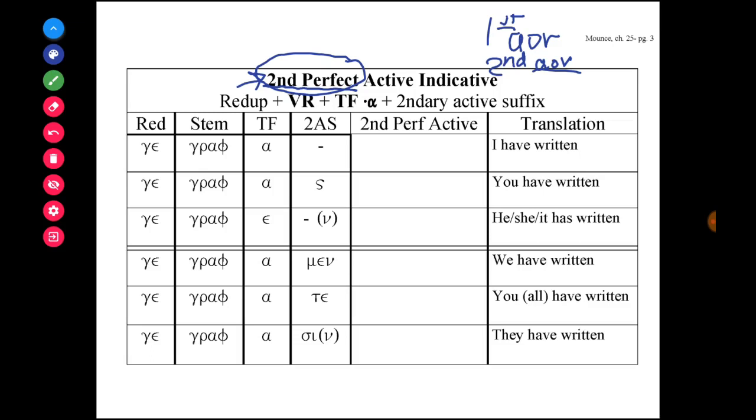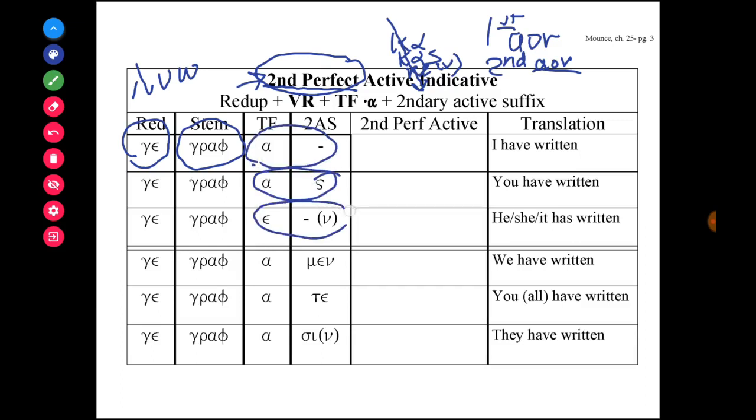It looks just like luo, except it has a reduplication. You add the stem, but the only difference is that instead of ka, kas, ke, or ken, etc., it drops the kappas. And so notice that the endings for the second perfect are not ka, kas, ke, but a, as, e or en, amen, ate, asin. And so let's put these words together.